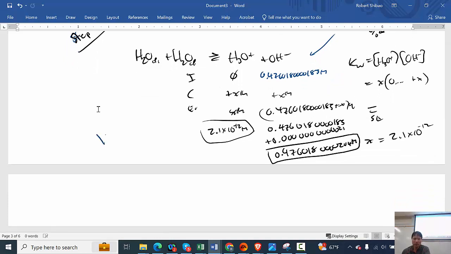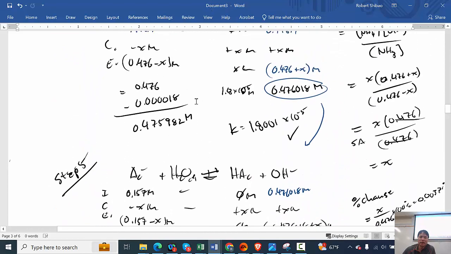Okay, let's double check this K value here. So 2.1 times 10 to the minus 12 times 0.4760180000204. And so this comes right on 1.000 times 10 to the minus 14. So that's good. All right, now what we have to do, that's the end of the line. There's nothing else after that.